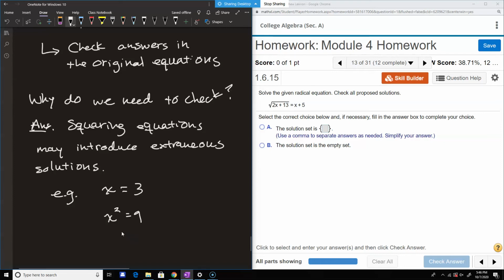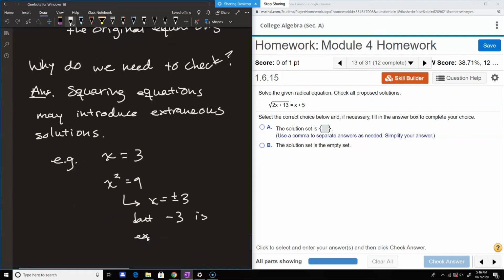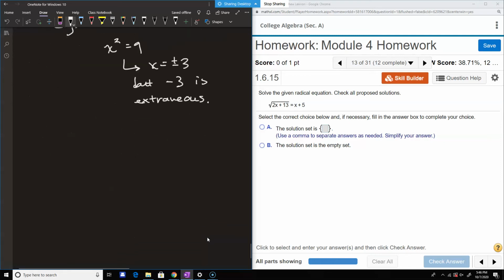So in this case, this has solutions x equals plus or minus 3, but negative 3 would not satisfy the original equation. Negative 3 is not the same thing as 3. So we would say negative 3 is extraneous. So that doesn't work in the original equation. So squaring equations makes more complicated things in some sense, so you have to check. But for practical purposes, it's kind of the only way to get rid of the square root. So you kind of have to complicate the equation to solve it.